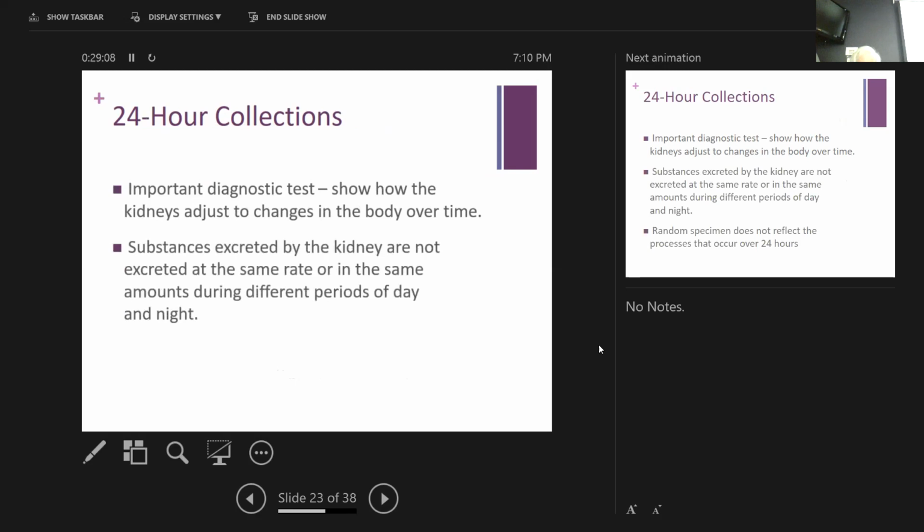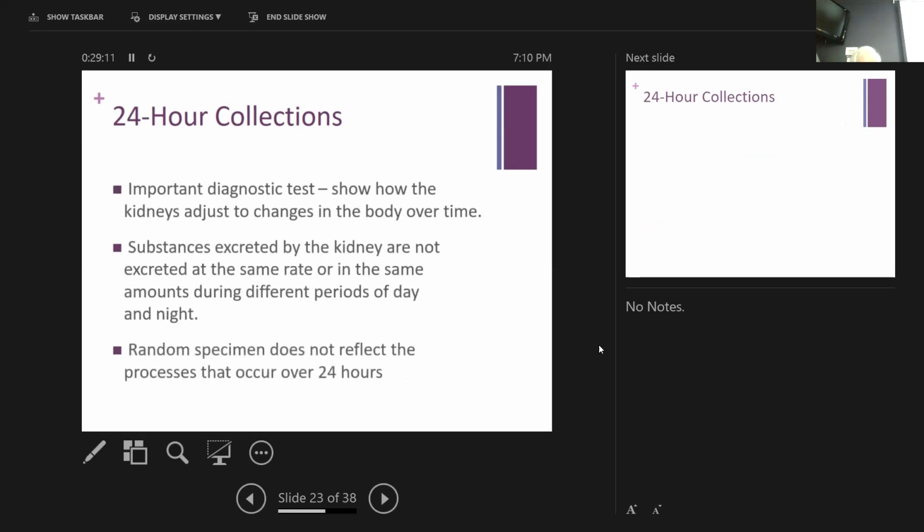24-hour collections are done. They're an important test because they look at how your kidney is functioning over a period of time, because again, it cycles. Everything cycles. It cycles based on your rate of consuming food and water, and it cycles during the day. Different chemicals are cleared at different times of day and night. These 24 hours include your nighttime samples.